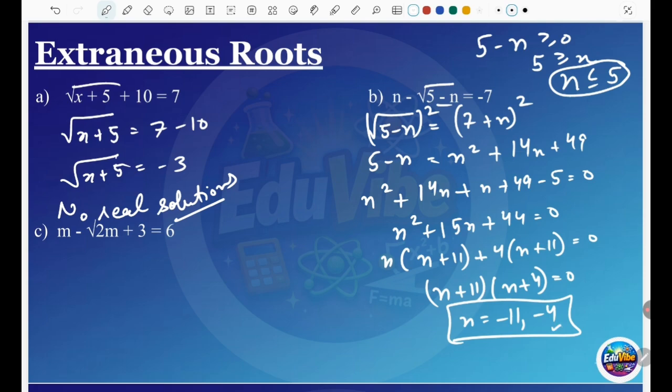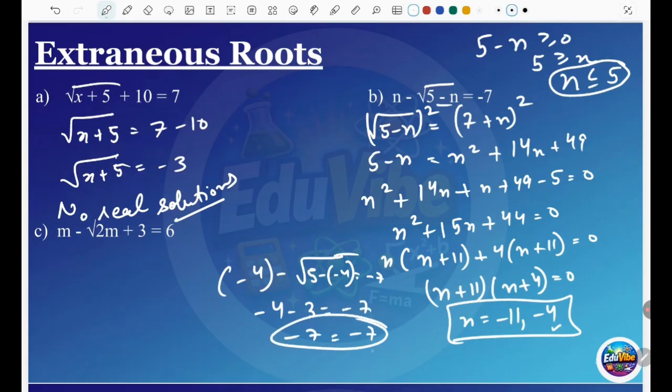But you have to check that thing. That minus 4 you have to put in the main equation, like this. And minus 4 can be satisfied with this, which gives you equal answers.